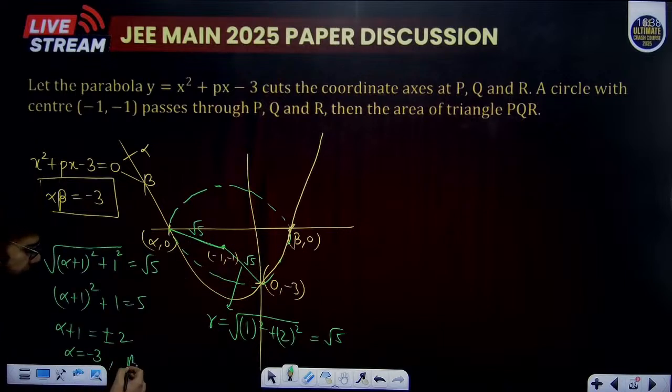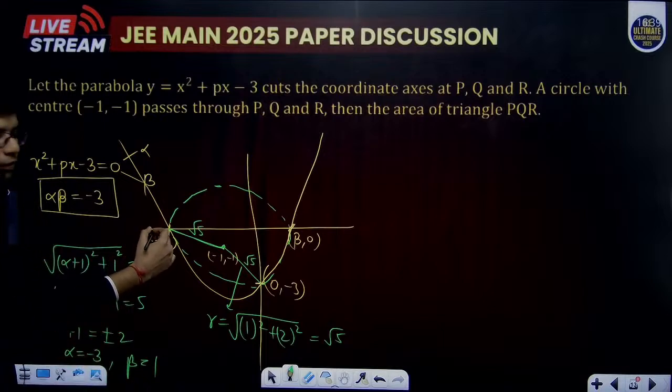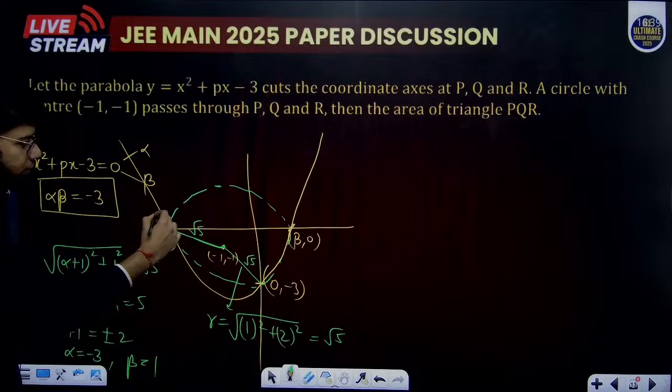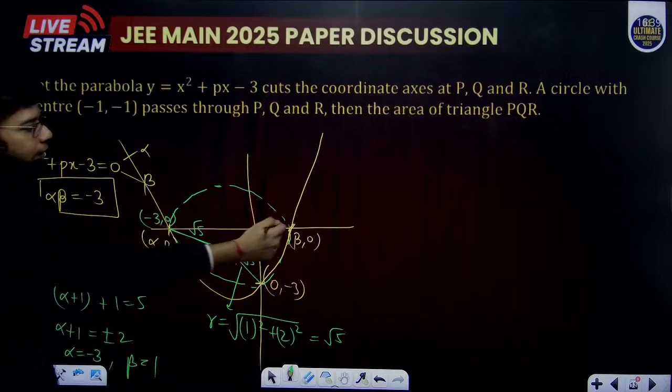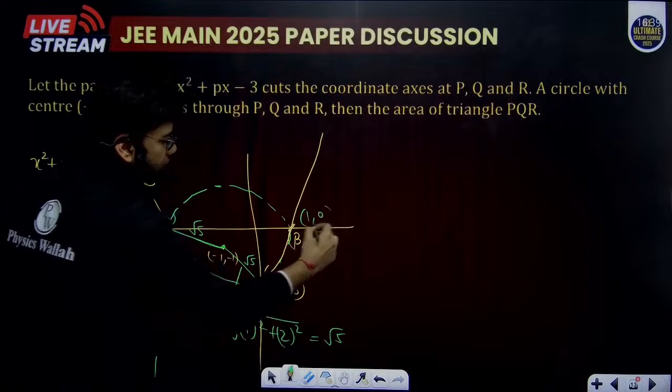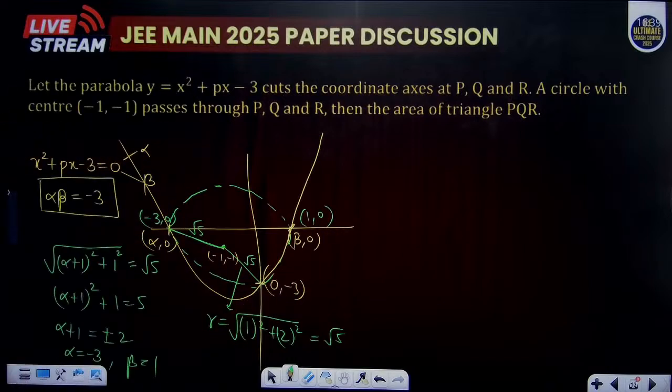So beta, if you take the plus sign, 2 minus 1, will come out as 1. And you can also check that the product of roots is coming out as -3. That means the coordinate of this point will be -3, 0 and the coordinate of this point will be 1, 0. Now it's a very straightforward question.